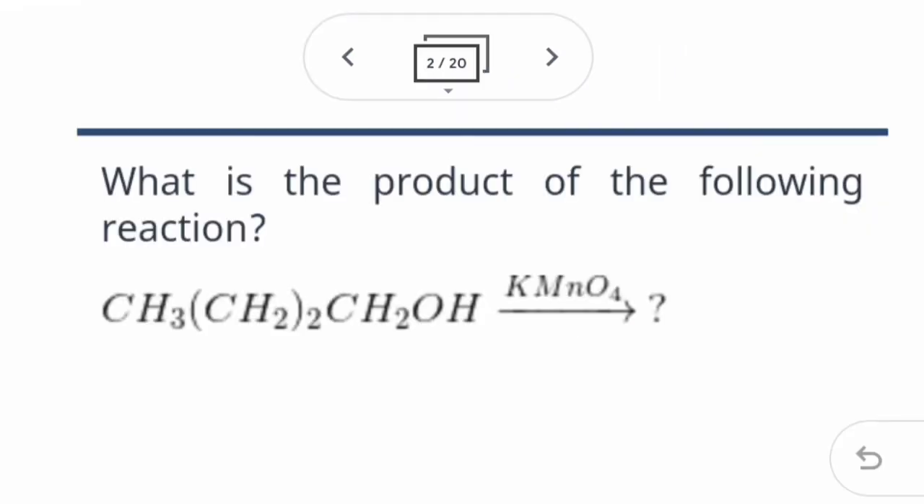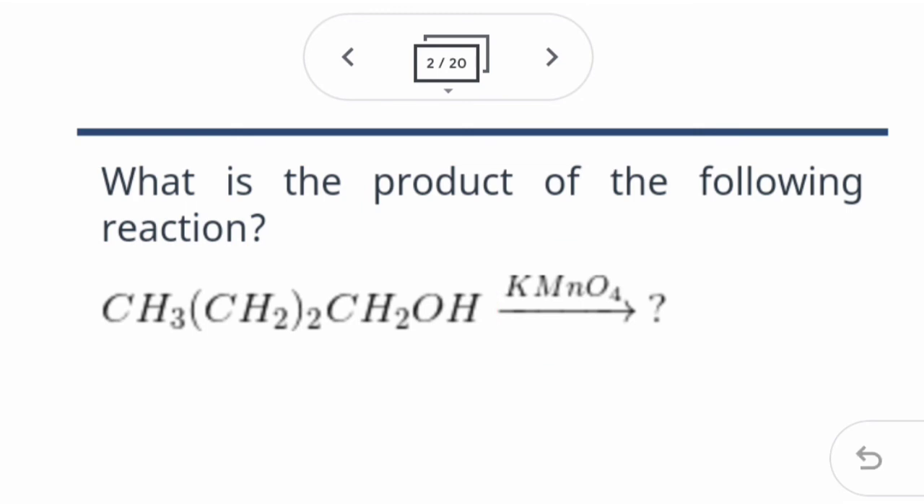This is our fourth question, and it's saying, what is the product of the following reaction? This particular reaction involves an alcohol. This molecule here is an alcohol because of this functional group, the OH group. And this alcohol is reacting with this reagent, potassium permanganate. Potassium permanganate is a very strong oxidizing agent.